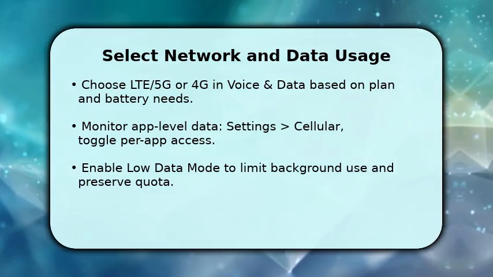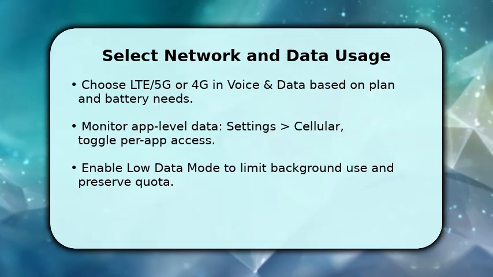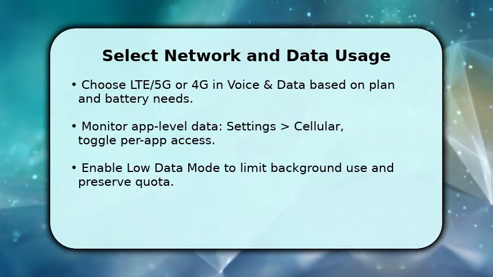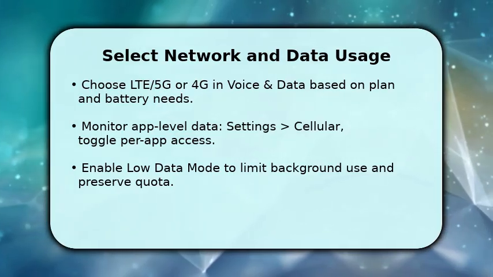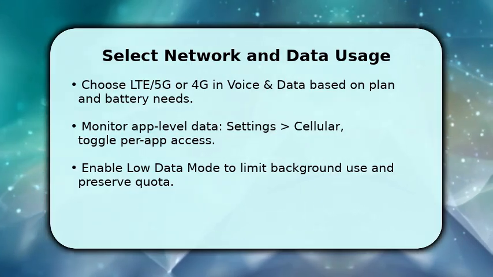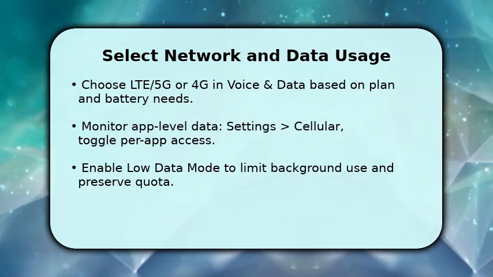Next, go to the list of apps in Settings Cellular and toggle data access per app. This prevents background hogging and helps you control monthly usage. Make sure to enable low data mode when you want to reduce background tasks, automatic updates, and streaming quality, which protects your data allowance without constant manual intervention.